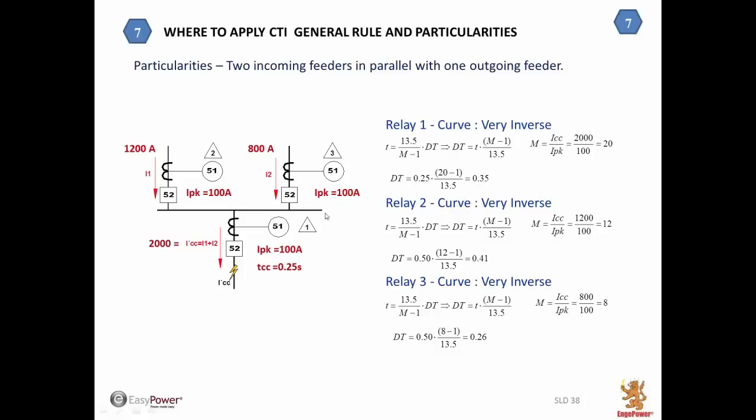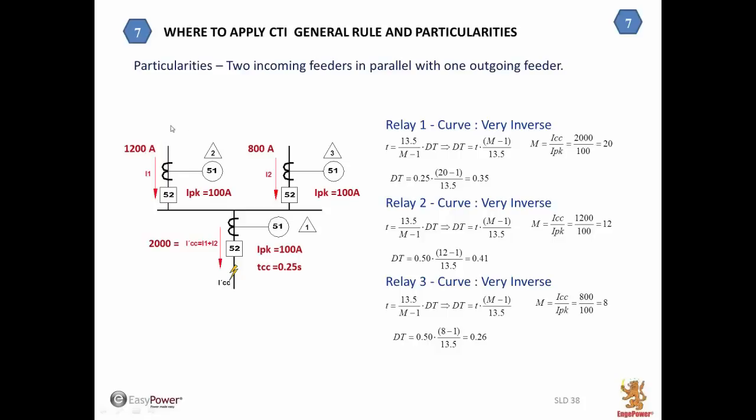So the relay 1 is seeing 2000 amps and its pickup is 100 amps. So the multiple of our pickup setting will be the short circuit current divided by the pickup amps. In this case, 20. The first relay is supposed to trip in 250 milliseconds. So if you substitute these values in this equation, we get that the relay 1 will trip using the time dial of 0.35.